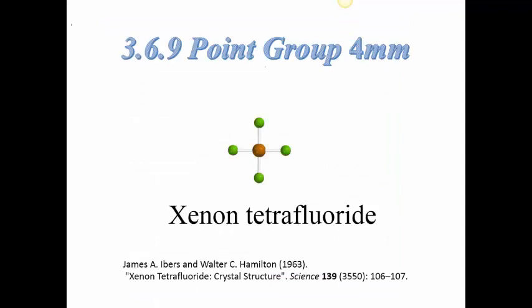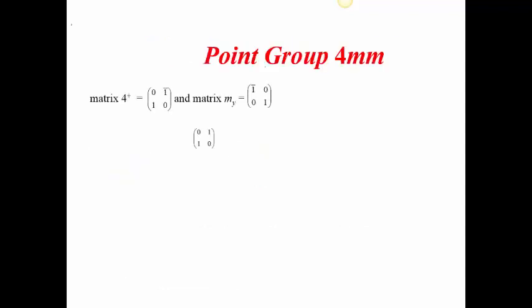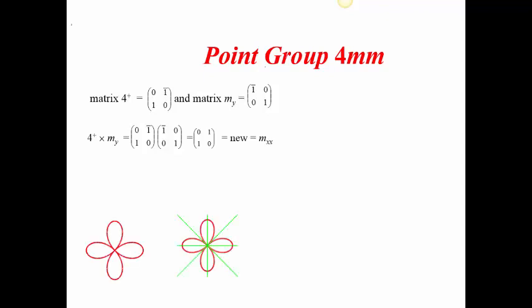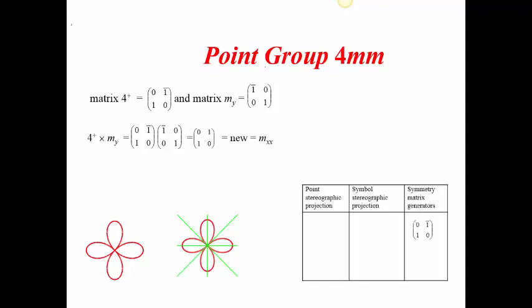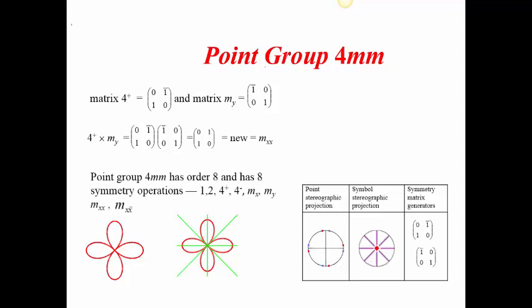We have xenon tetrafluoride as our example, and here's a figure. I'm not going to go too much into detail. Here's the M4 matrix, which you can easily derive. You know how to do that. And another M_y, and now we can set up 4+ times M_y, and we get a new M_xx. And here's the figure, and now we put in the point stereographic projection, much as we did before.